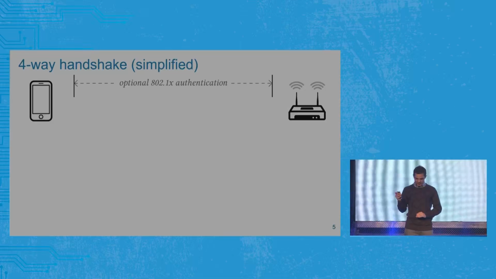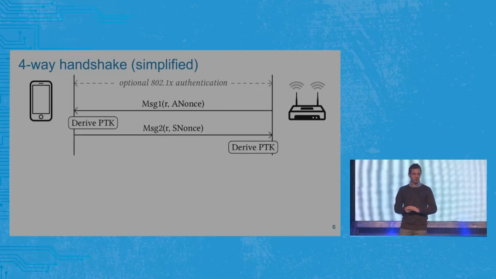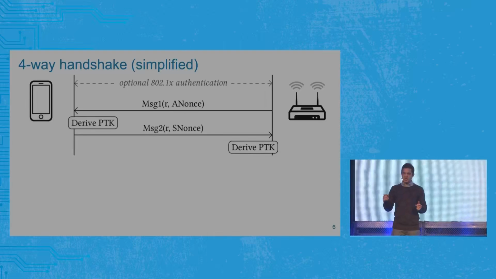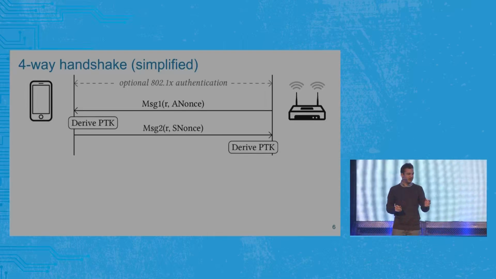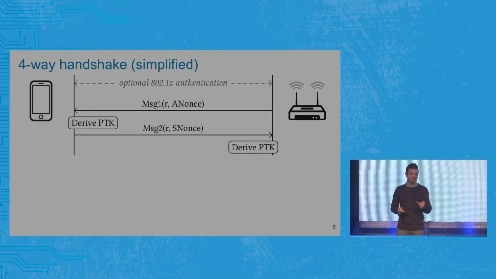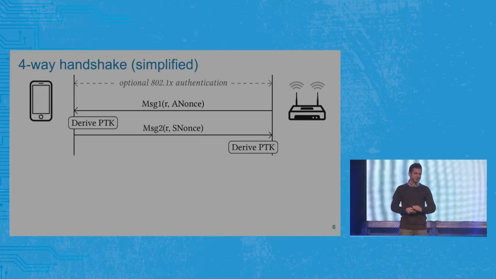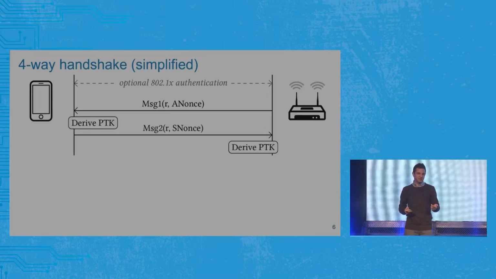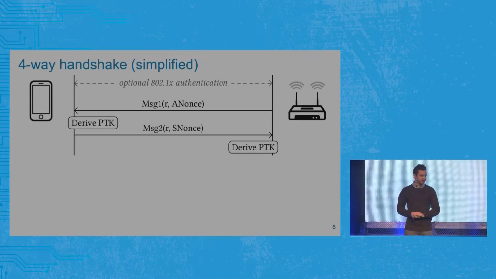And as the name implies, the four-way handshake consists of 4 messages. The first 2 are used to transport a random number from the access point to the client, and also from the client to the access point. In particular, we have the first message, which is sent by the access point to the client, and it sends the so-called A-nonce, which stands for access point nonce, to the client. And in response, the client will generate its own random number, the S-nonce, which stands for supplicant nonce, and supplicant is just a synonym for client. That is sent to the access point.